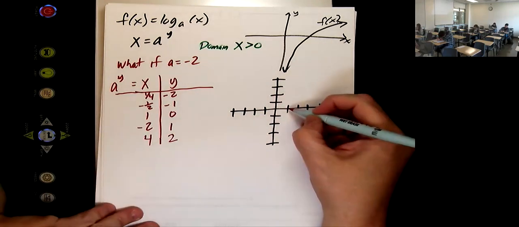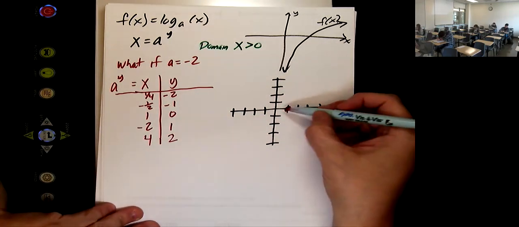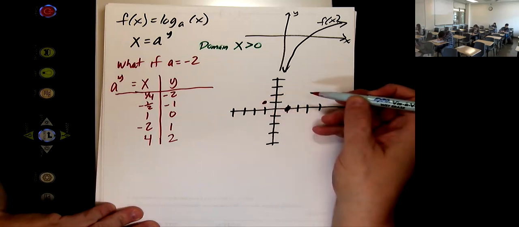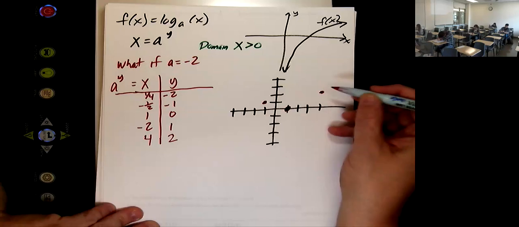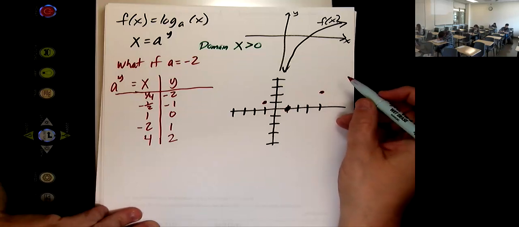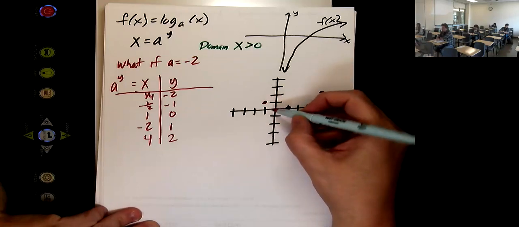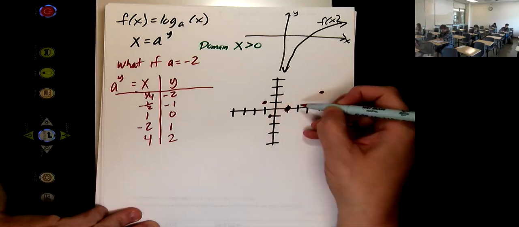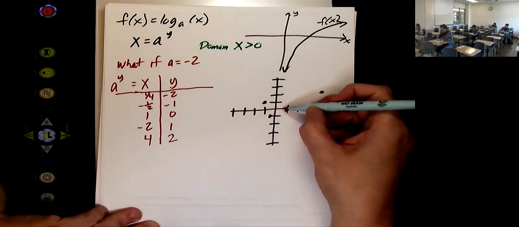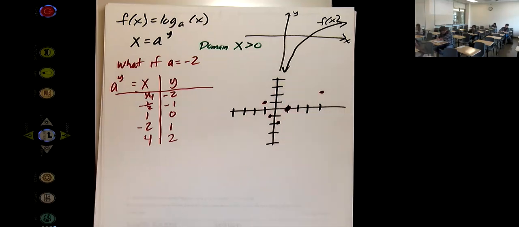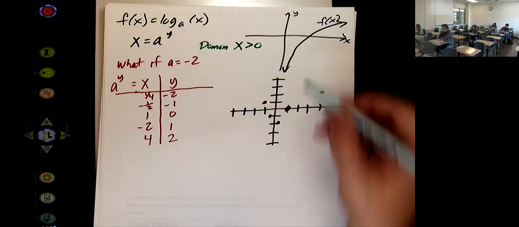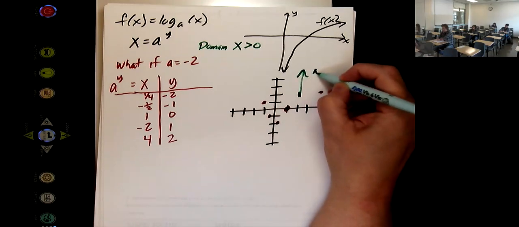Yeah, 1, 0 is here. -2, 1 is here. 4, 2 is here. -1/2, -1 is down here. And 1/4, -2 is down here. It's doing some weird stuff, right? It's not making the graph we know. This is not giving me that.